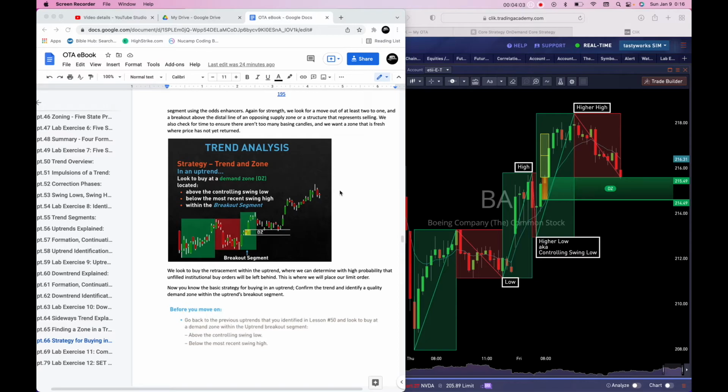Before you move on, go back to any previous uptrends that you've identified and look to buy at a demand zone within the uptrend breakout segment. The uptrend breakout segment demand zone should be located above the controlling swing low and below the most recent swing high.